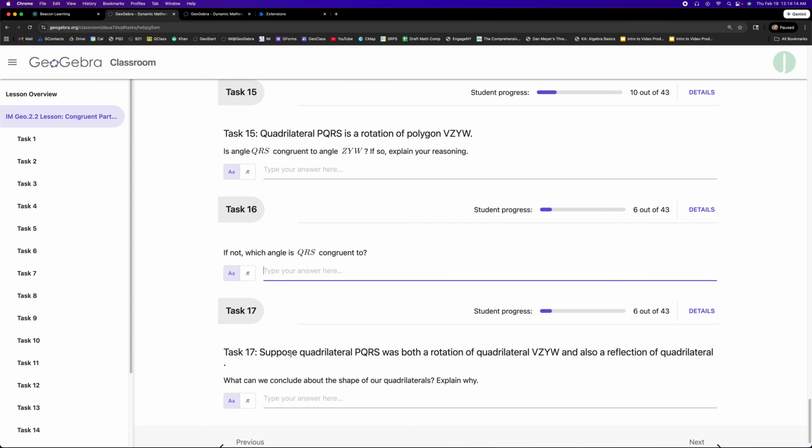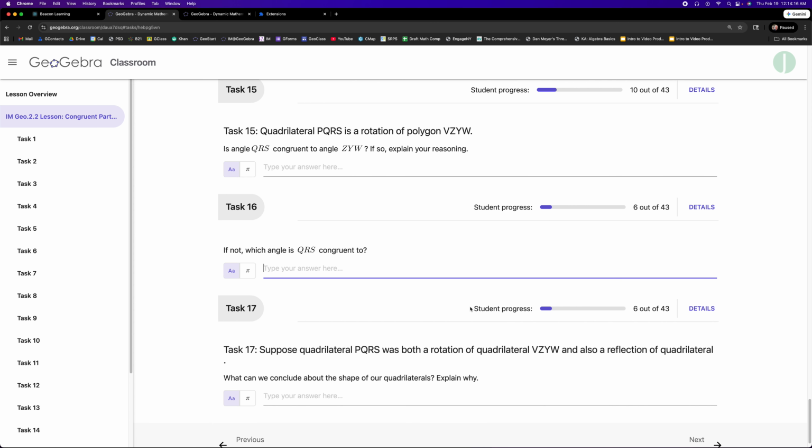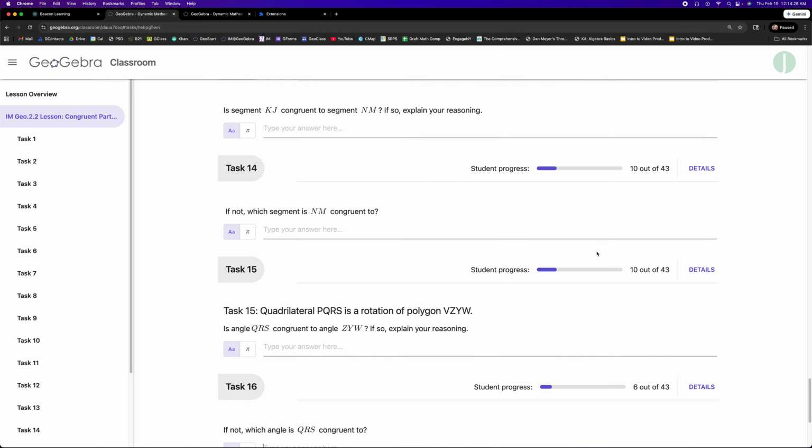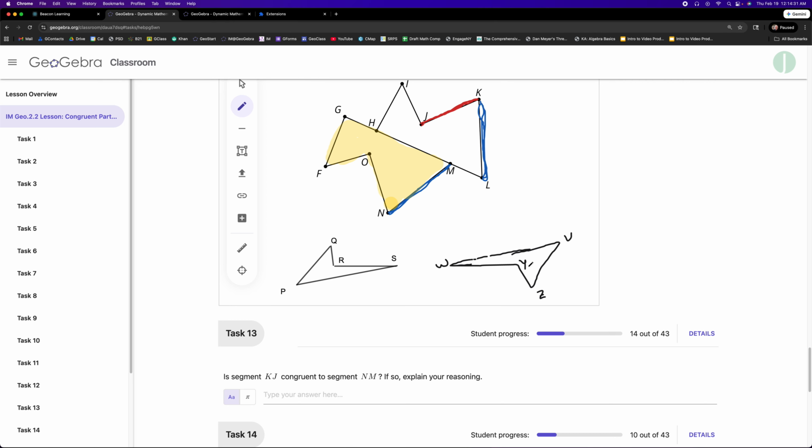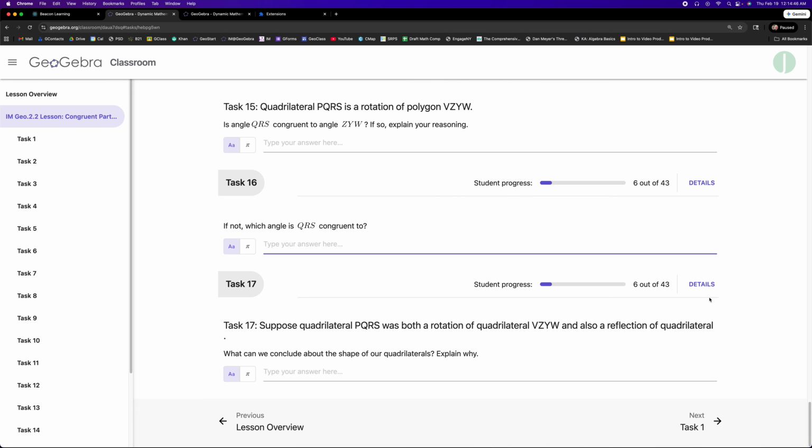Okay. 17. Suppose quadrilateral PQRS was both a rotation of quadrilateral VZYW and also a reflection of quadrilateral VZYW. Okay, so would it matter? In other words, if I rotated it and reflected it, would QRS still match ZYW? Well, yeah, because it's still in the same position. They're still corresponding angles.